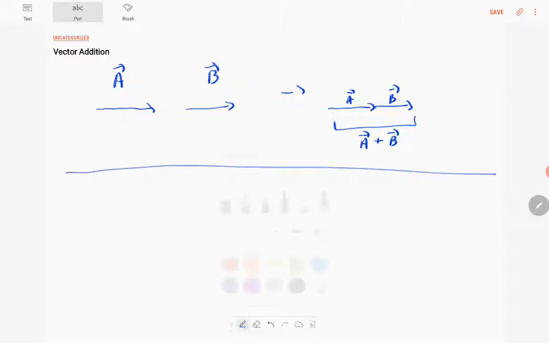However, what happens if we have a vector A that's pointing, say, to the right, but then we have another vector B that's pointing in a different direction? So we know what to do with the lengths. The lengths have to stay the same, but how do we add these two vectors since they're pointing in different directions? Well, you can use this one rule.